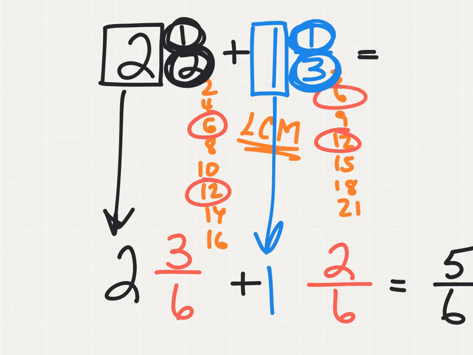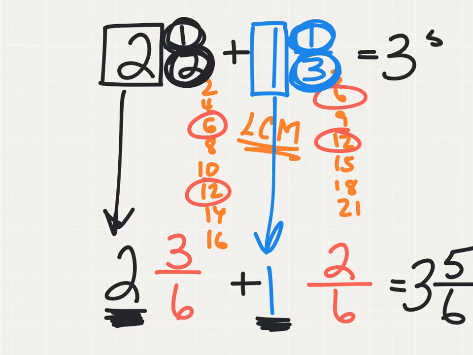After I've added my fractions, I now have to remember to add my whole numbers. 2 plus 1 is 3. So that 2 1/2 plus 1 1/3 is 3 5/6.